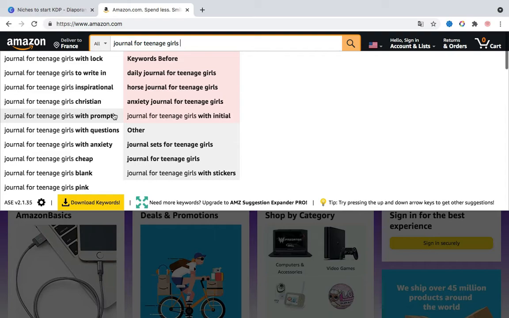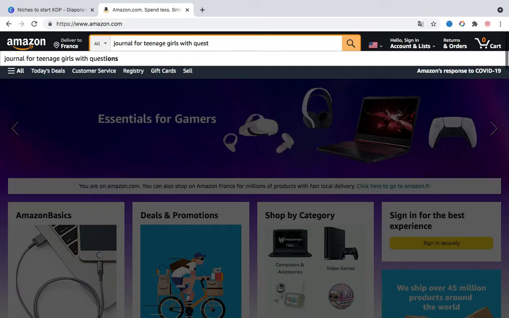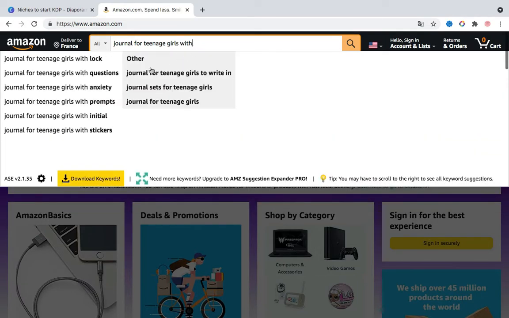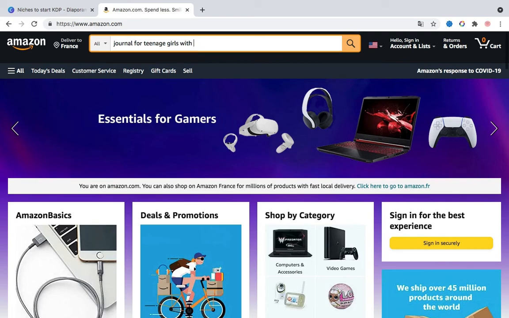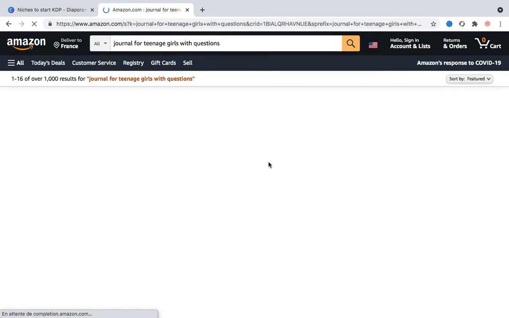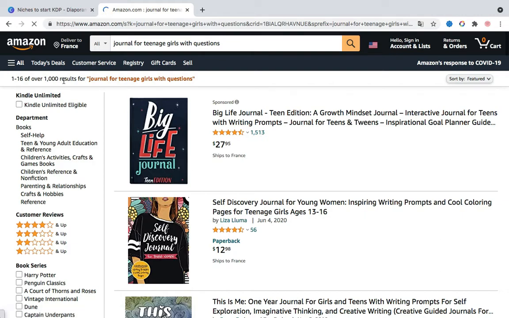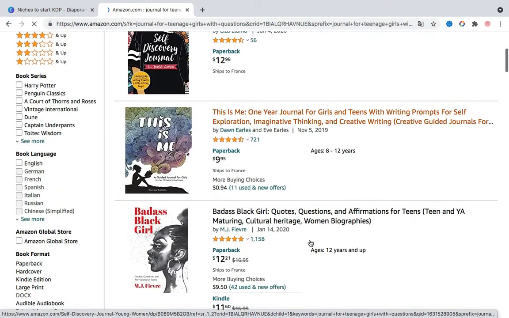Alright, and here we have different, what I call niches, because people are looking for these specific things. People are looking for it, so I know there is a demand. So I'm probably going to take anxiety journal for teenage girl, or with questions, for instance. See, even when I write with, I take the word here and I see what I can do. With questions, without questions. And I have 1,000 results, but they're not exactly 100% matching.